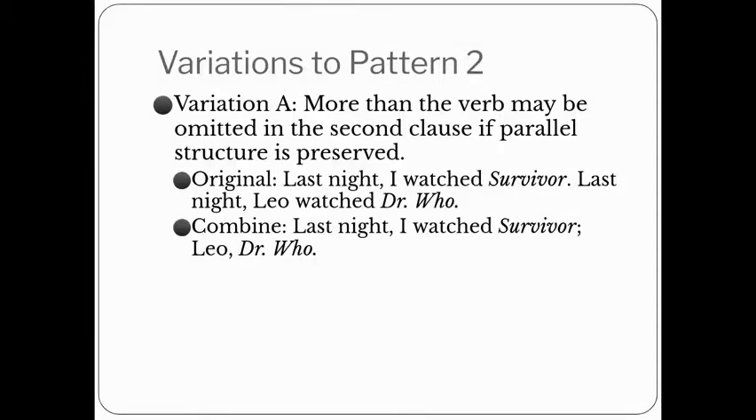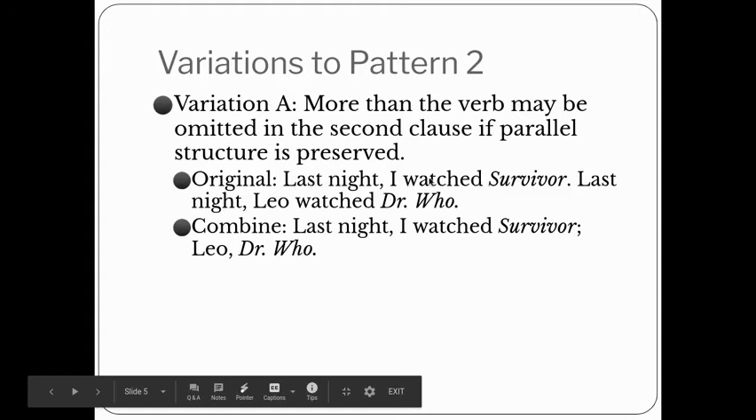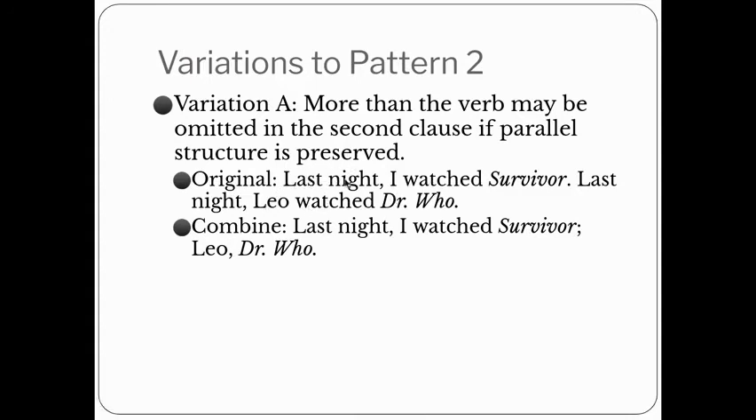Some variations. Not as many variations as pattern 2. Variation A: more than the verb can be omitted in the second clause if parallel structure is preserved. So if you have more than just the verb that can be deleted, you want to go ahead and take that out. In this case, last night is in both sentences, and those are the words that are taken out. It could be somewhere else in the sentence. It doesn't have to be between the subject and the object or complement.